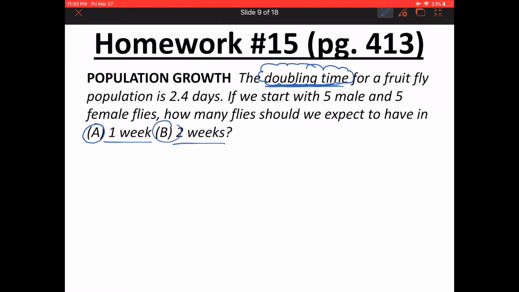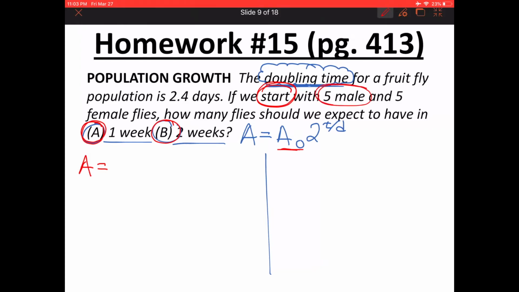Since it's mentioning doubling time, that means I'm going to be using my doubling time equation, which is A equals A sub 0 times 2 to the power of t divided by d. Now I'm going to split my screen in half because I'm going to have one equation for part A, one equation for part B. So for part A, I'm going to set this up as A sub 0, my initial amount. What are we starting with? We're starting with 5 male and 5 female flies. So what is that total? The total is 10. So for A sub 0, I'm going to put 10.